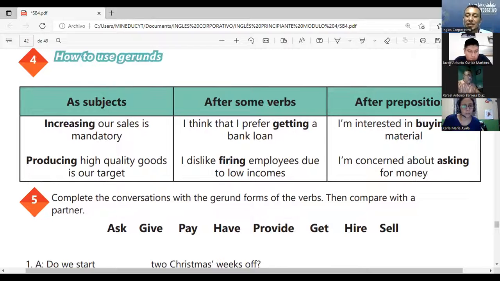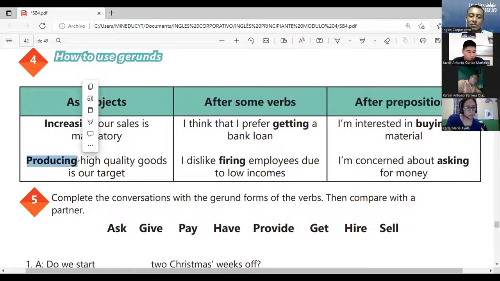About is a preposition. So I say asking. I don't say ask. I'm concerned about ask. No, asking, right? Después de dislike y de prefer, usamos ing. We use ing, okay? And the verb. And we use ing as a subject. Usamos gerundios como sujetos.